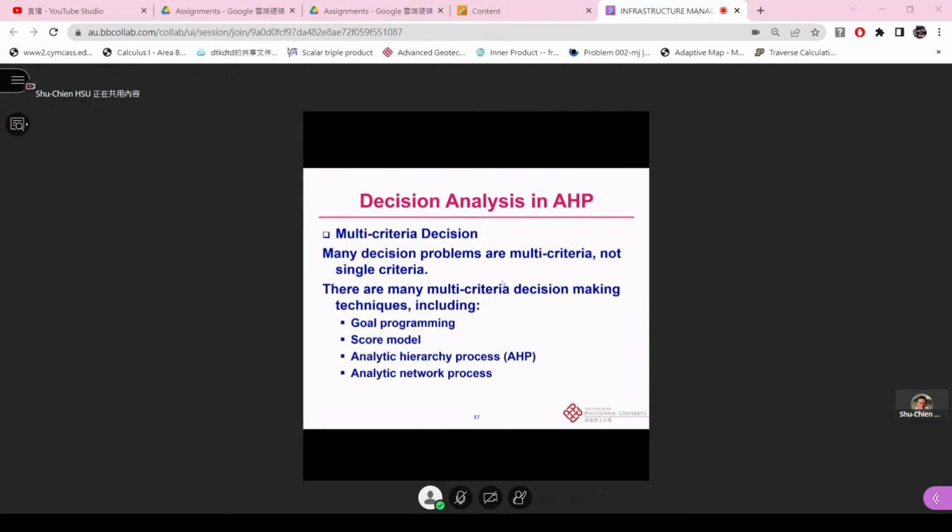And there are also many multi-criteria decision-making techniques, including goal programming, scoring models, the analytic hierarchy process, and the analytic network process. We are going to focus on the AHP today. Think about when you want to buy something: what will be your criteria? For example, if you want to replace your mobile phone, what will you consider? Function, style, exterior, whether it looks cool or not, price, right?